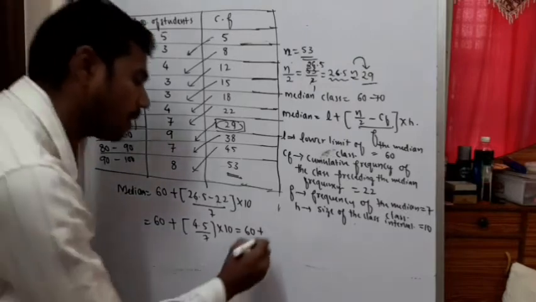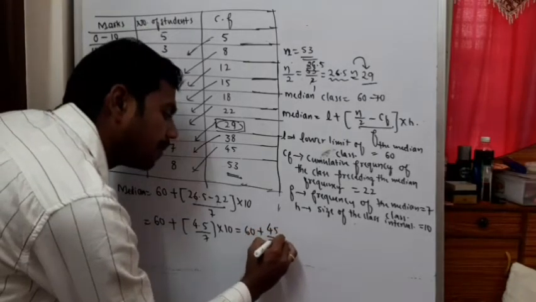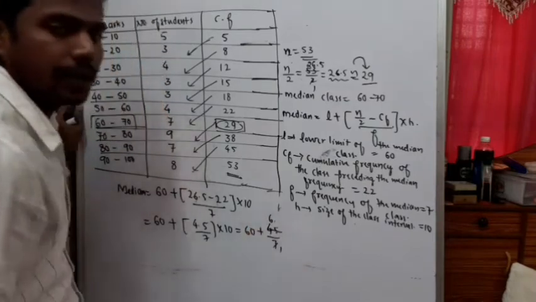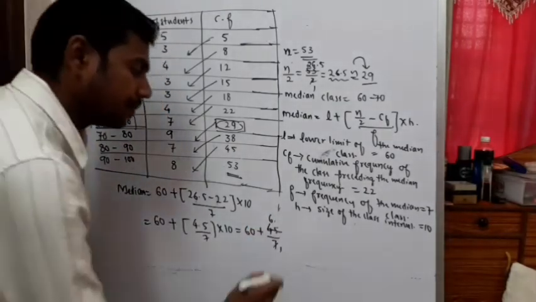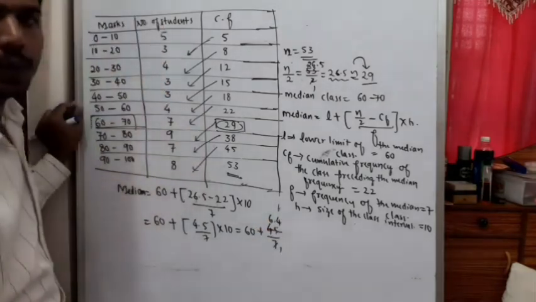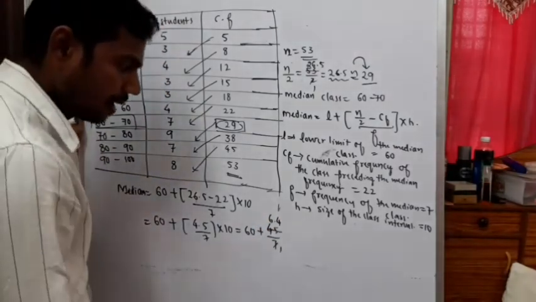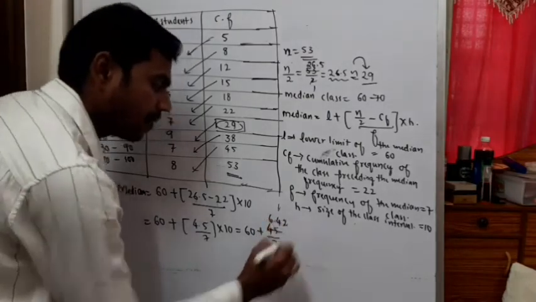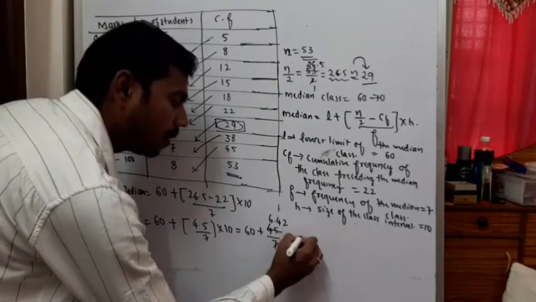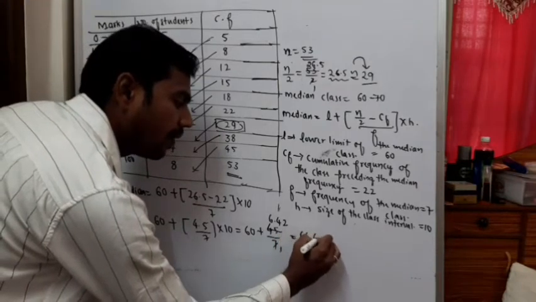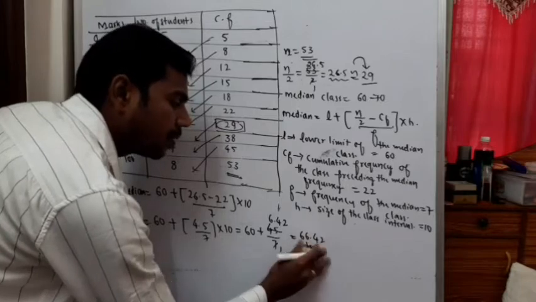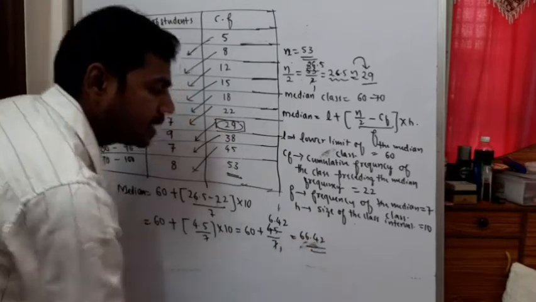That is 60 plus 4.5 into 10, which is 45 divided by 7. 7 1s are 7, 7 6s are 42, 3 left. 30, 7 4s are 28, 2 left. 20, 7 2s are 14. So this will be equal to 66.42. The median of this particular grouped data is 66.42.